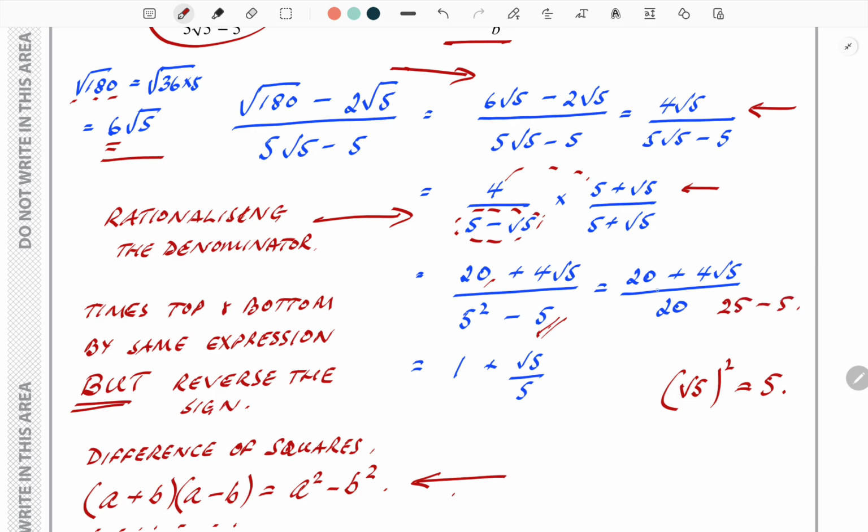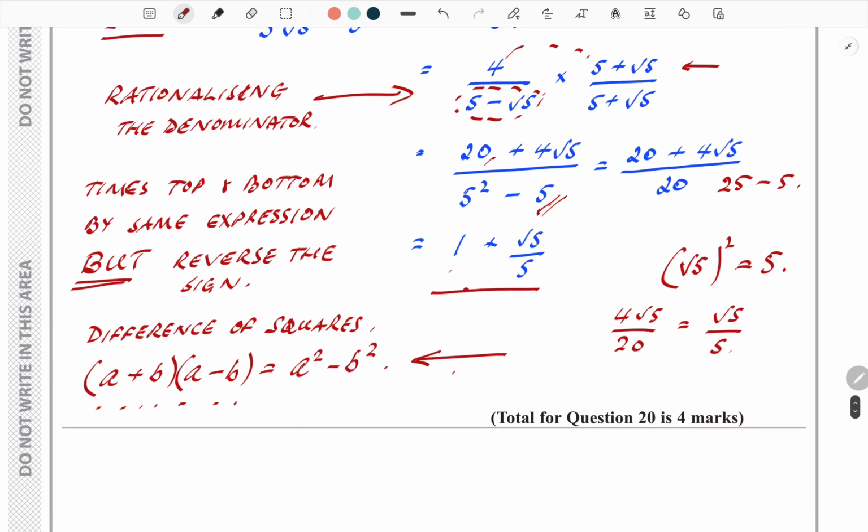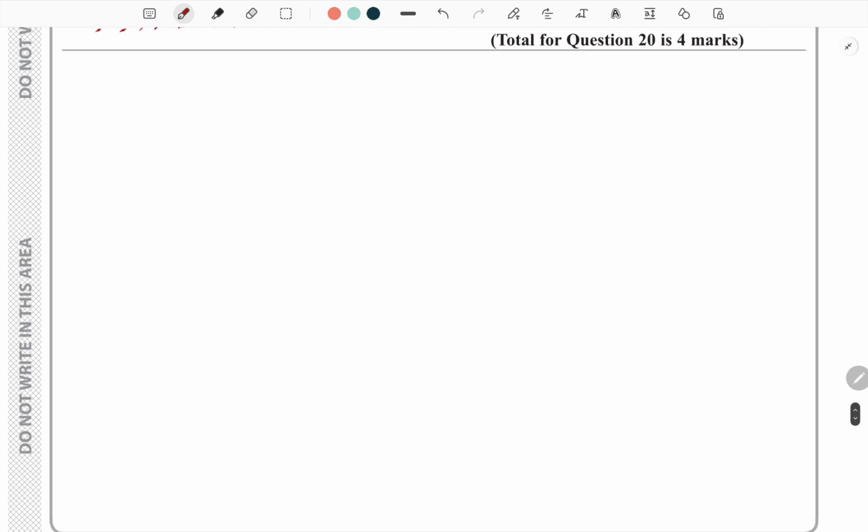And when you simplify that fraction, on the first one, you've got 20 divided by 20, which is 1. And then the second bit is 4 root 5 over 20. 4 over 20 is root 5 over 5. All right, that's where we get that answer from. Okay, that's enough said on that one.